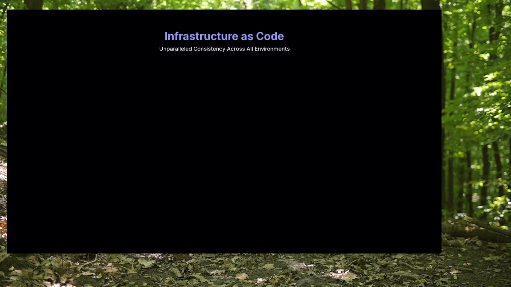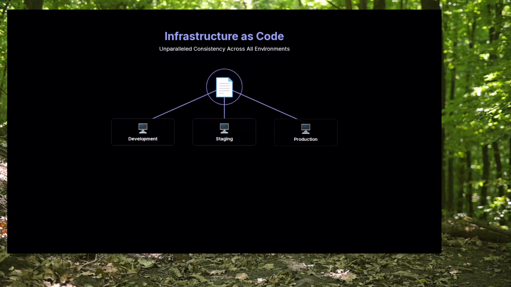IAC ensures unparalleled consistency across all your environments, from development to production, significantly reduces human errors, and enables rapid, repeatable, and idempotent infrastructure deployments. This means you can spin up identical environments on demand, making disaster recovery and scaling much more manageable and predictable.